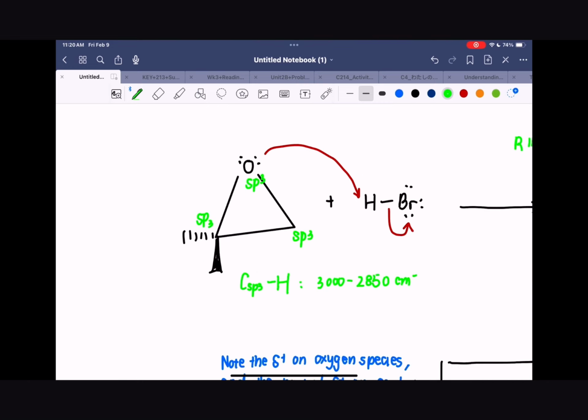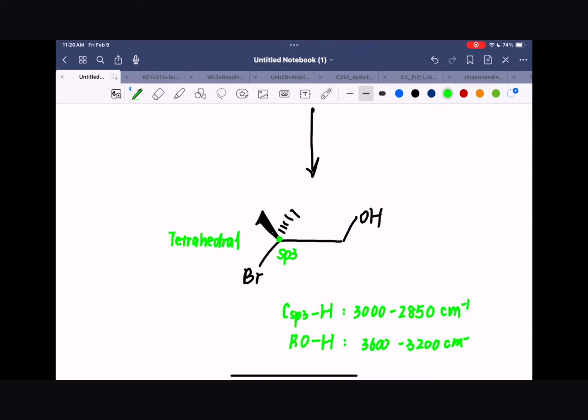One way to tell in experiment if the reactant has been successfully transformed into the product is with IR spectroscopy. While the reactant only has peaks indicating C(sp3)-H bonds at around 3000 to 2850 reciprocal centimeters, the product has an additional peak at around 3600 to 3200 reciprocal centimeters, indicative of the OH bond frequency in an alcohol functional group.